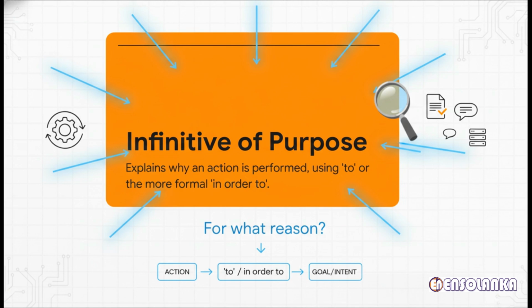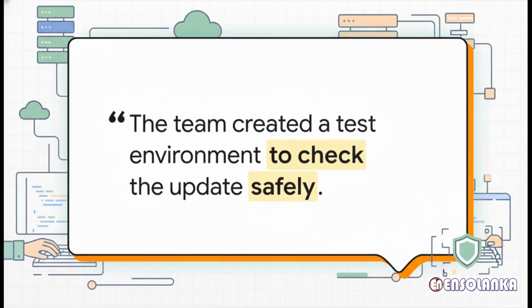Super direct, super clear. And here's a perfect example. Why did the team create a test environment? Simple, to check the update safely. See how clean that is? It just instantly links the action to the goal. In tech, that kind of clarity is golden.